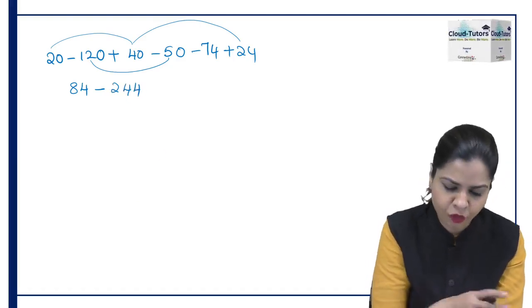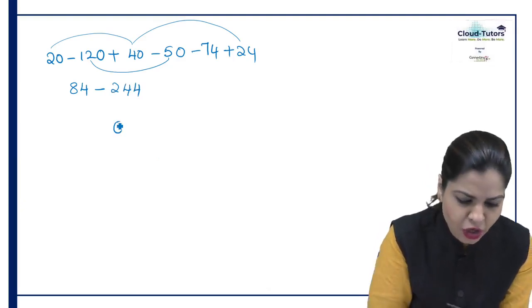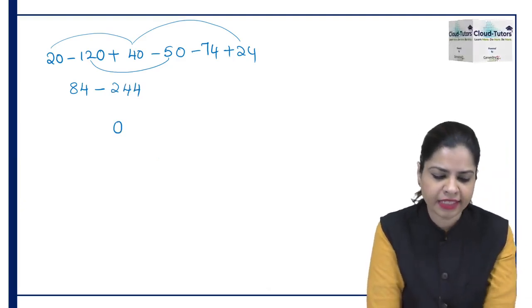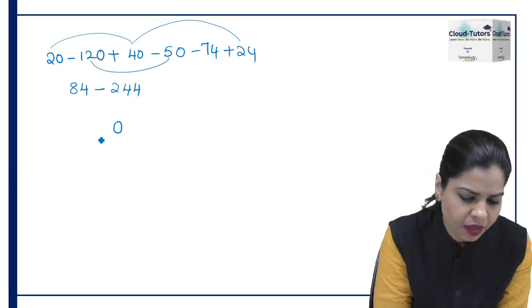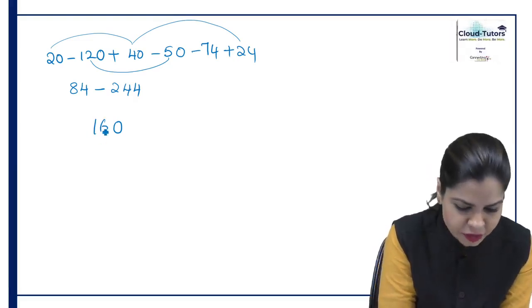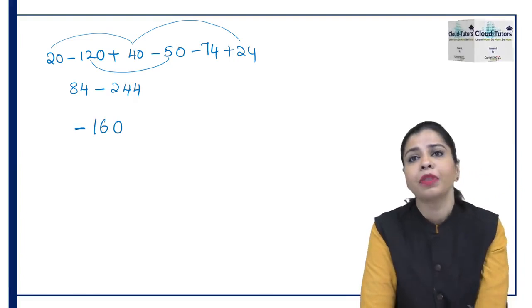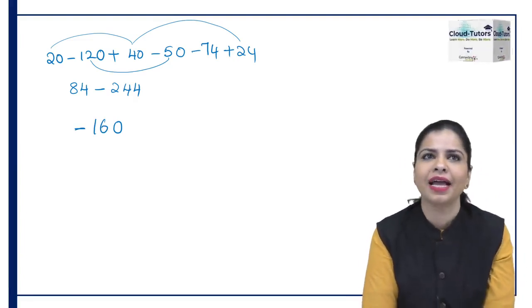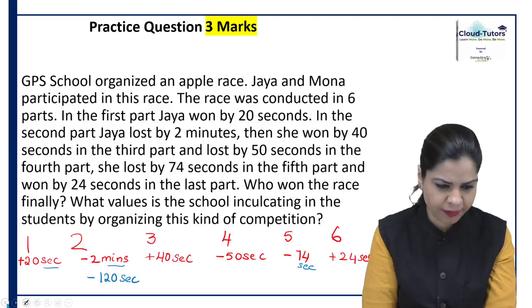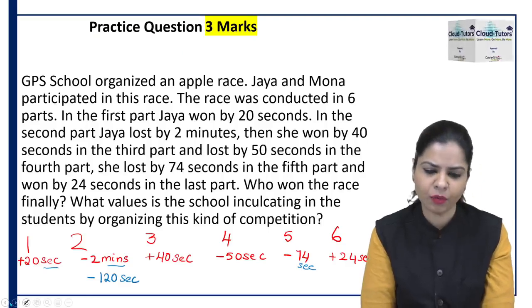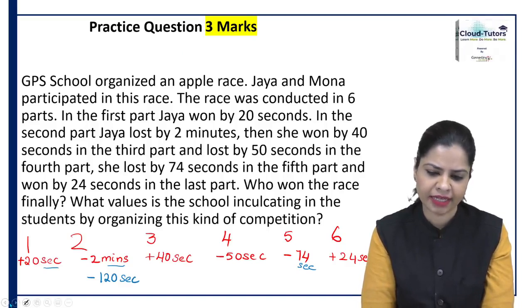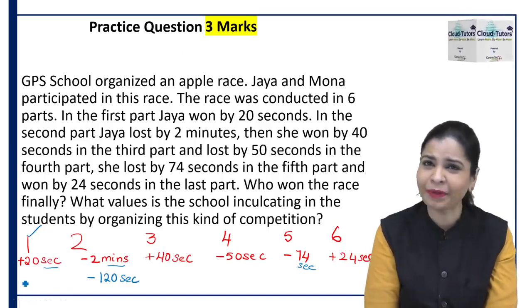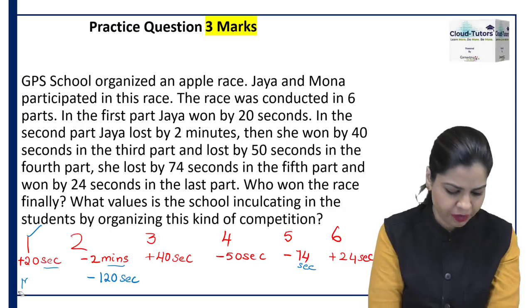So when you subtract, 4 minus 4 is 0. 24 minus 8 is 160. So negative 160. So what do you think has happened? Has Jaya won? I'm sorry, am I talking about Jaya? Oh, Jaya and Mona. In the first part, Jaya won by 20 seconds. Oh, she has won here. So that means Mona has lost. Okay.